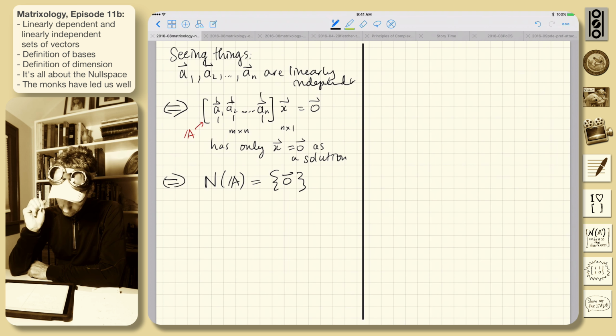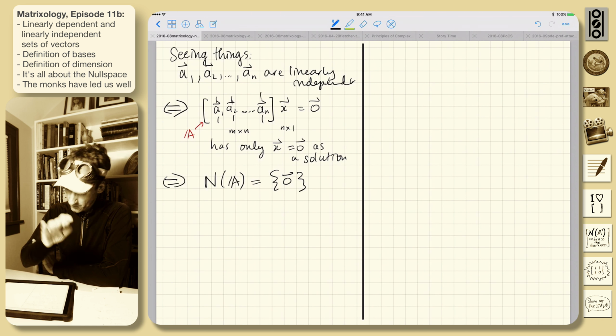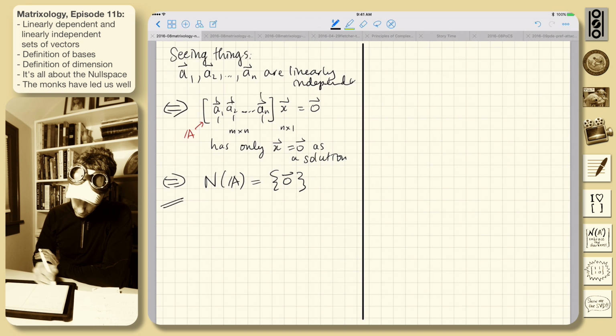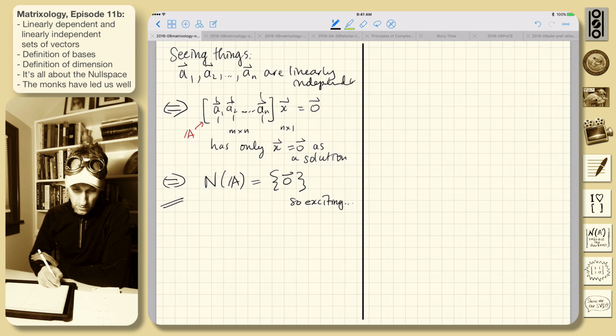Okay. New definition. Let's just calm down. It's very exciting. But let's just capitalize enormously. It just has to be noted here. So exciting. So, definition.